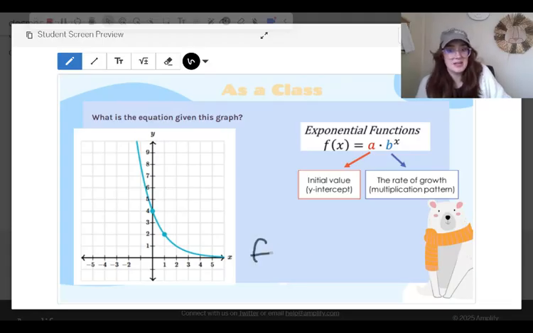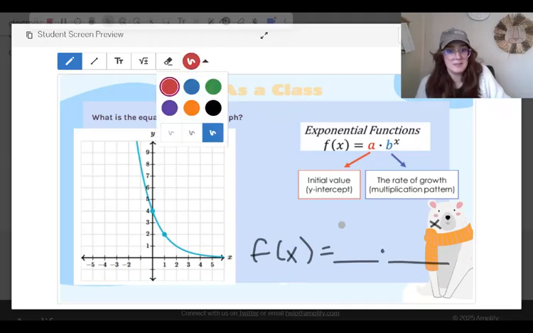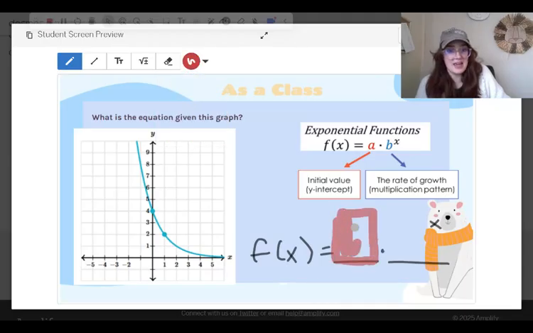So again, it's going to be f of x equals something times something to the power of x. That was great placement for our polar bear. All right, so it's going to be a, and then our b. Just color coding, keeping it organized.